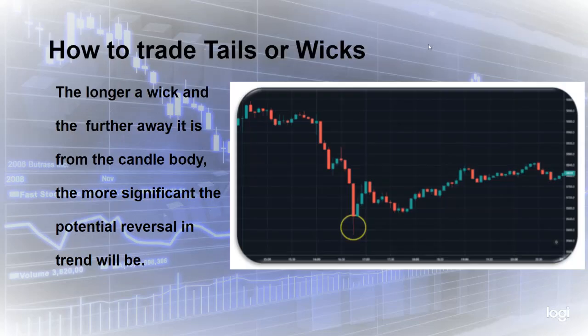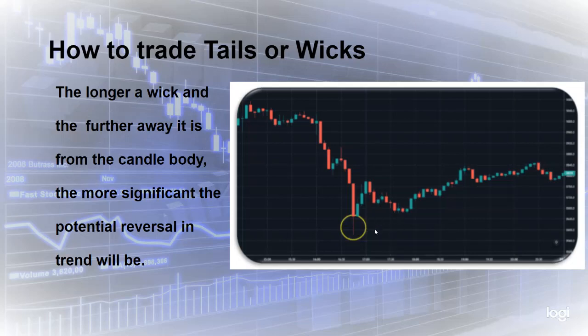So how to trade tails or wicks. The longer the wick is, the further away it is from the candle body, the more significant the potential reversal in trend will be. So if you do get a big long wick, that shows that we've probably flushed out all of the longs, and we can then re-add new longs. So we squeeze them all out, cause them to sell, push the price down. The bears have pushed the price down, and then that's it. So now we can have fresh bulls come to the market and start to buy us back up again.